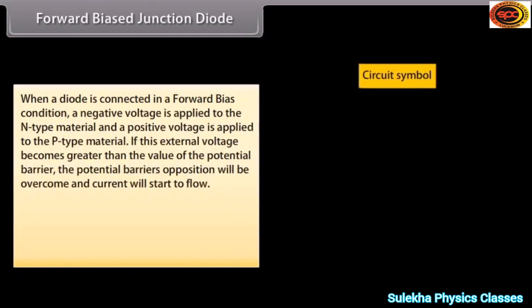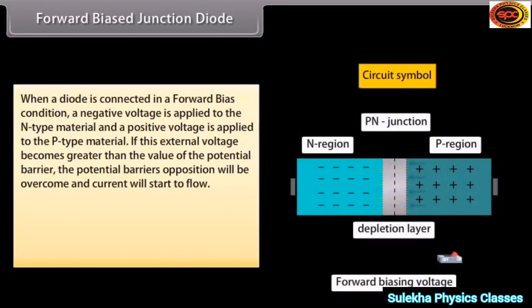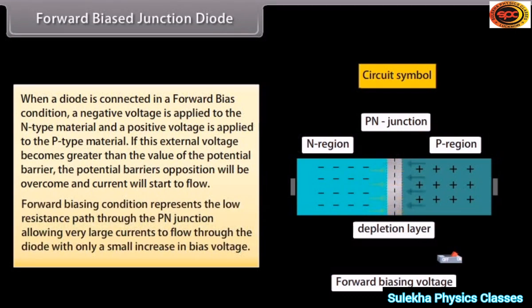Forward-biased junction diode. When a diode is connected in a forward bias condition, a negative voltage is applied to the N-type material and a positive voltage is applied to the P-type material. If this external voltage becomes greater than the value of the potential barrier, the barrier's opposition will be overcome and current will start to flow. Forward biasing represents the low resistance path through the P-N junction, allowing very large currents to flow through the diode with only a small increase in bias voltage.